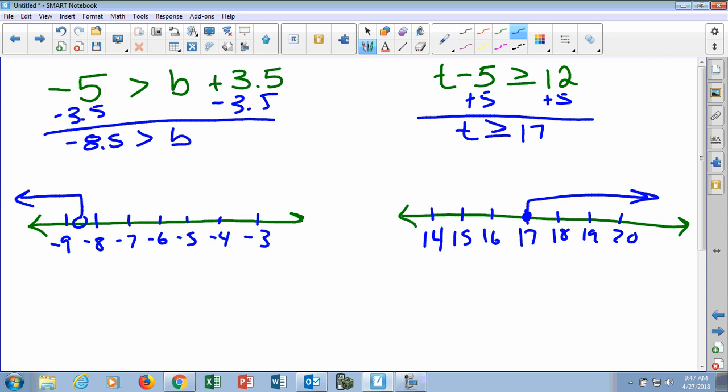Bigger than. And again, if you're not sure, plug in a number. Plug in any one of these numbers. If you plug 16 in for t, is 16 greater than or equal to t? No, so it's not this side. You know it's the other side. That can help you. All right, you ready for two more?